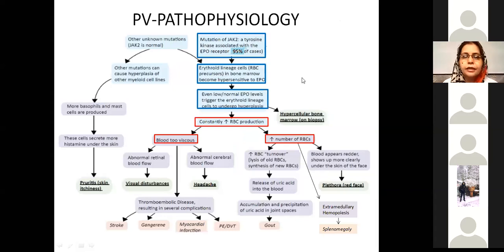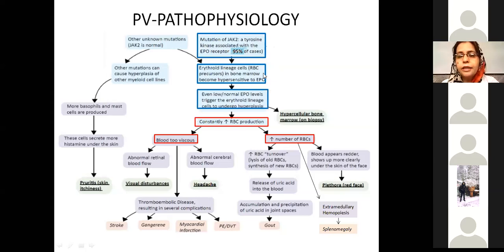This is a very interesting chart that I came across. It tells you about the pathophysiology and ultimately explains the symptoms which are associated with the whole mechanism of polycythemia vera. So initially there is JAK2 mutation, and it has been noted that almost 95% of the cases are positive for this particular mutation. As a result of this mutation, the erythroid cell lines in the bone marrow become hypersensitive to erythropoietin. That is, even small quantities of erythropoietin tend to produce a larger response.